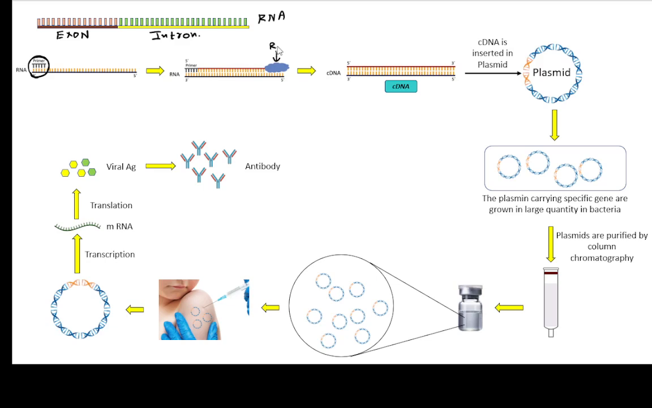Now the reverse transcriptase will make this strand, which is called the complementary strand. As the reverse transcriptase completes its job, cDNA is formed. This is the cDNA. cDNA means complementary DNA. So this portion is from the RNA, and this portion is from the DNA. So this is the complementary DNA.